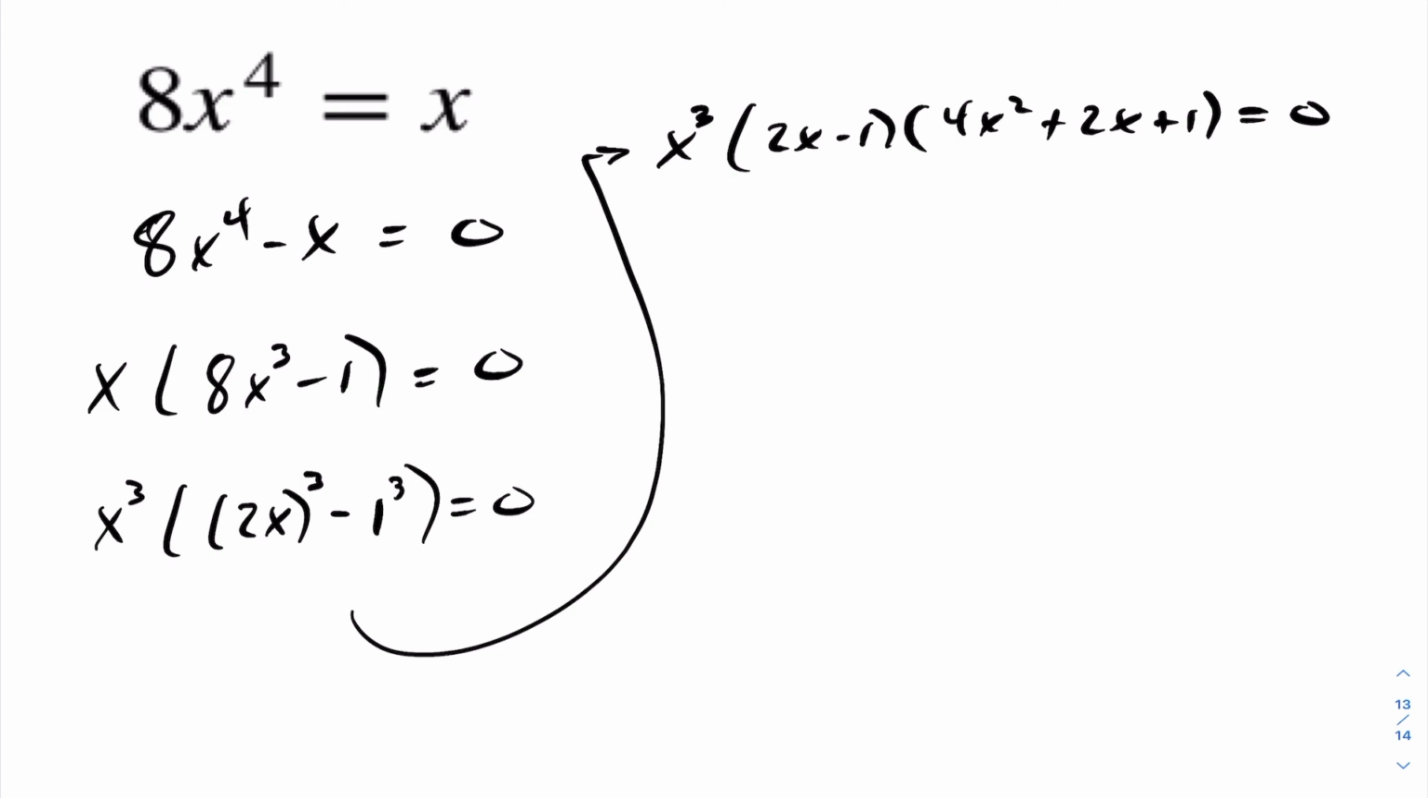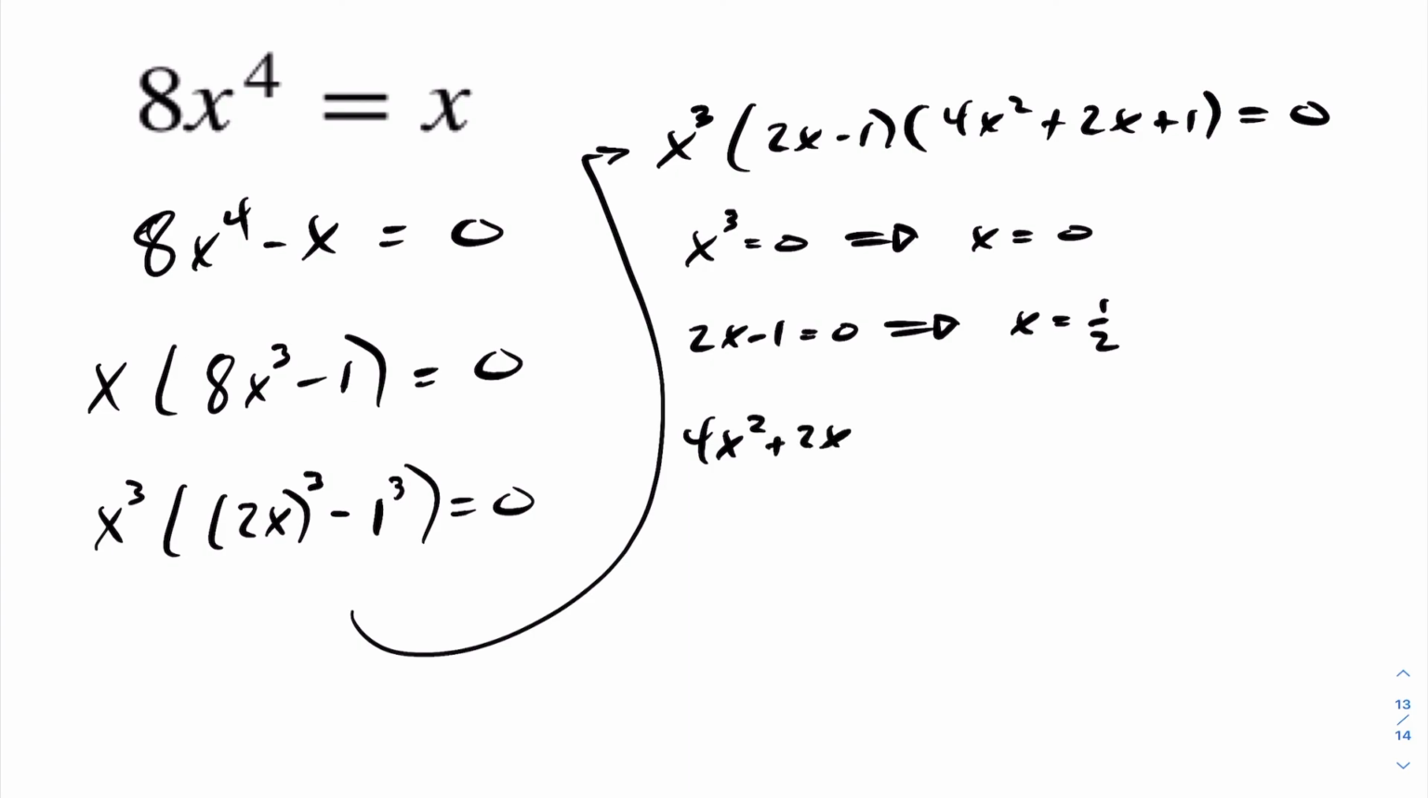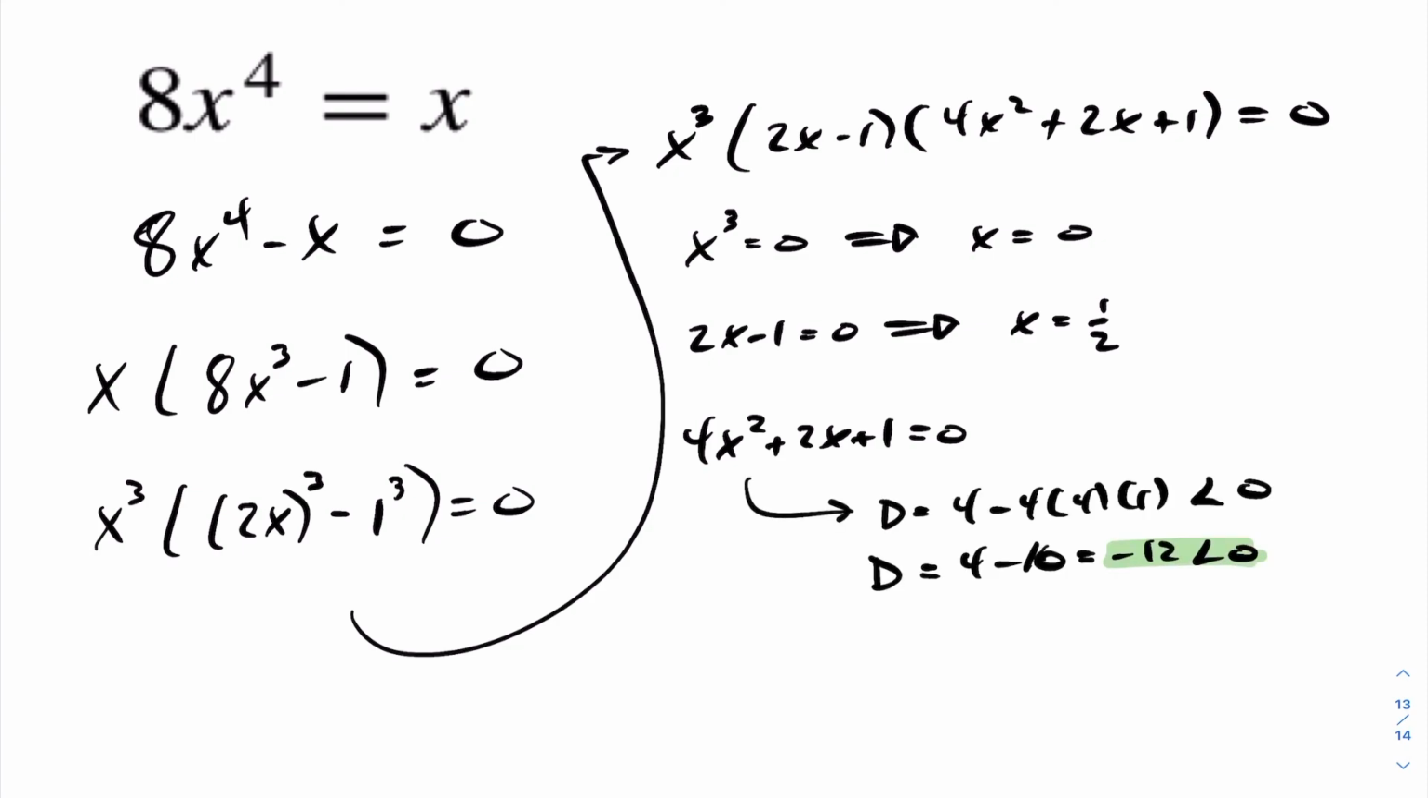So again, solving for this, either x cubed is 0, which implies that x must be 0, or 2x minus 1 equals 0, which implies that x is a half. And lastly, 4x squared plus 2x plus 1 must equal 0. However, if you do a quick discriminant check on this, we end up getting a discriminant that is less than 0, and therefore this has no real roots. So the only two roots of this polynomial equation are going to be 0 and 1/2. So the degree 4 polynomial has real roots at 0 and 1/2. Let's take a look at another example.